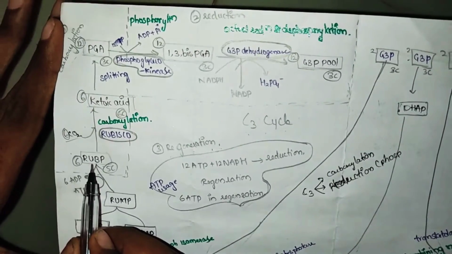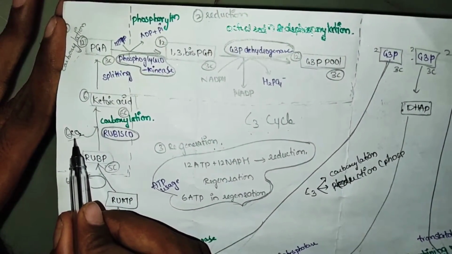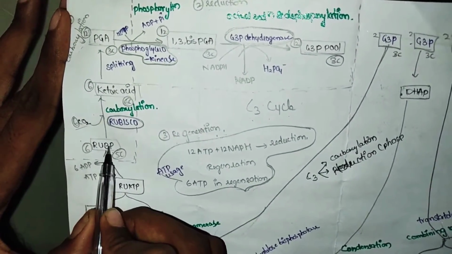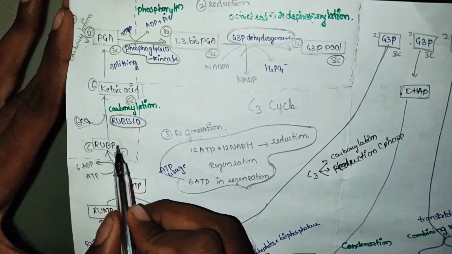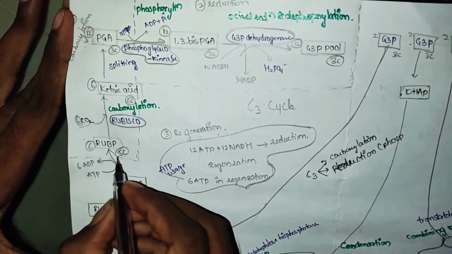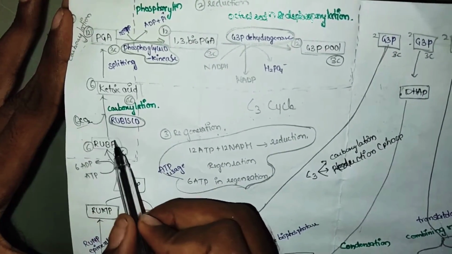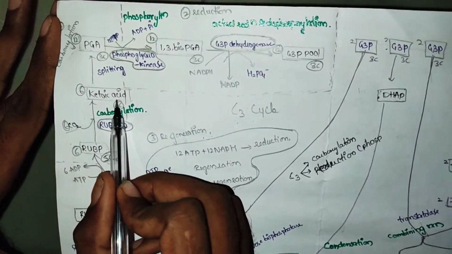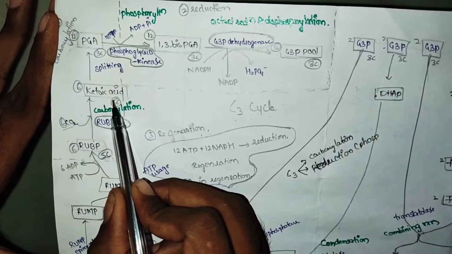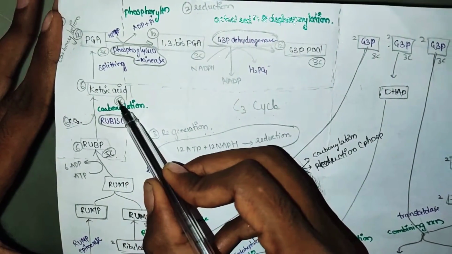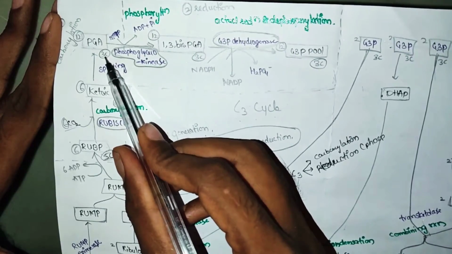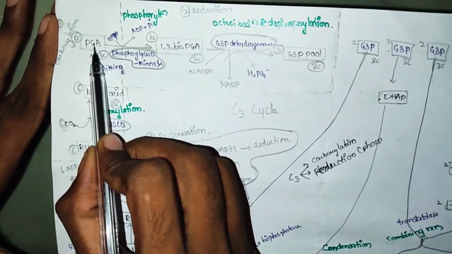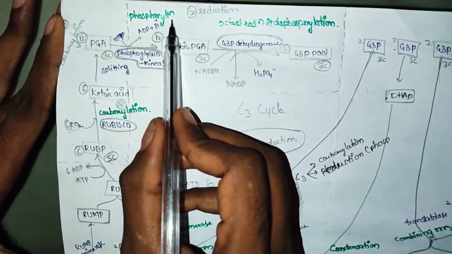First, when carbon dioxide is absorbed from the stomata, the carbon dioxide and the RuBP combine to form a keto acid. RuBP is already a 5C compound, and one carbon dioxide is added to this 5C compound to form a 6C compound. It is a keto acid. This keto acid is highly unstable, so it breaks down into a 3C compound, phosphoglyceraldehyde.